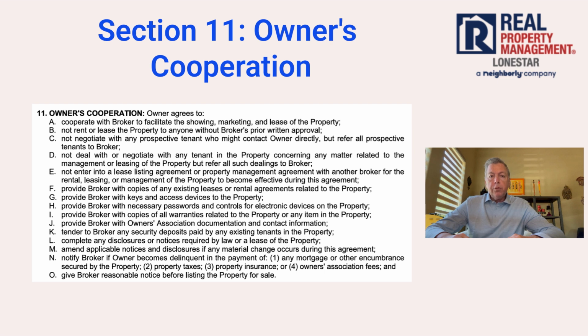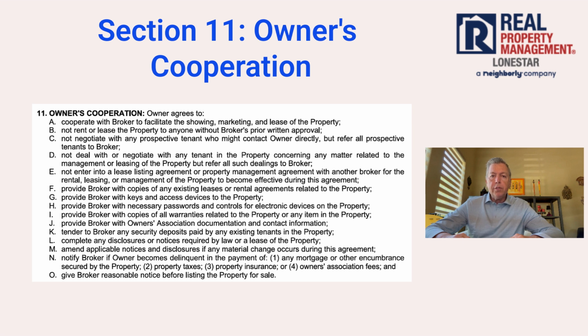You also agree to give us what we need to manage the property properly, including copies of any current leases, keys and access devices like garage openers or gate codes, passwords for smart locks or security systems, warranties for appliances or major systems, homeowner association contact details and documentation. If there's already a tenant in the property, we'll need any security deposits you're holding so we can manage those according to the lease and Texas law.